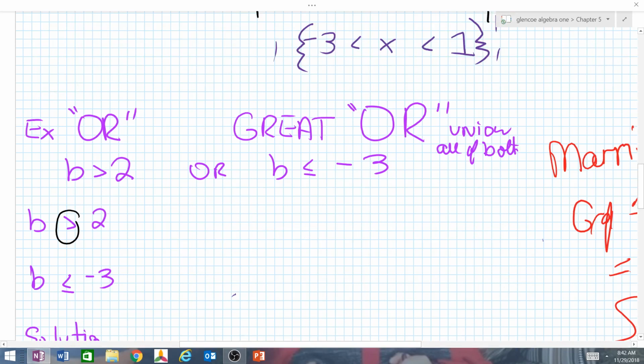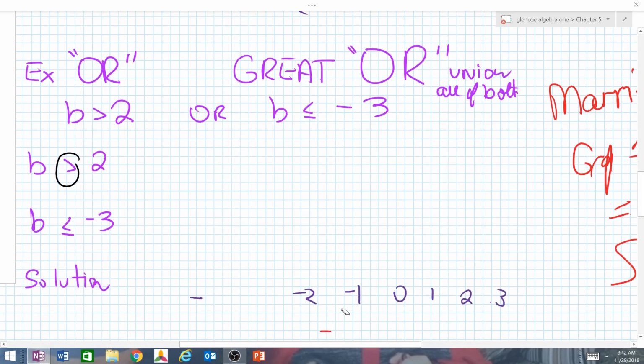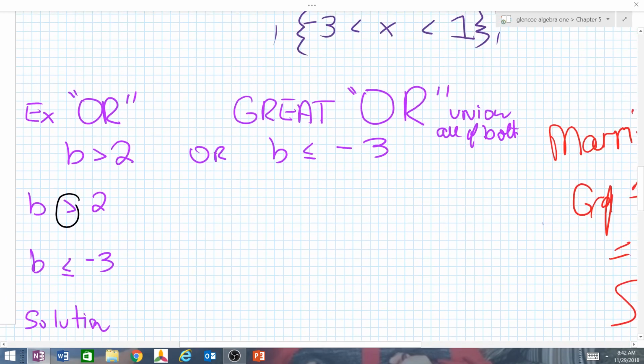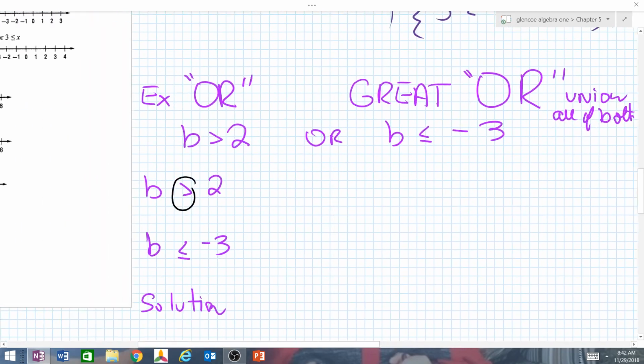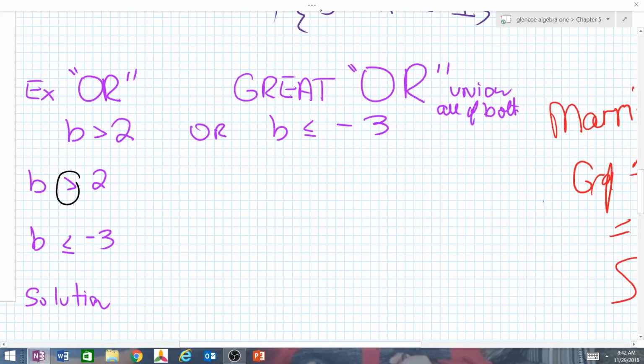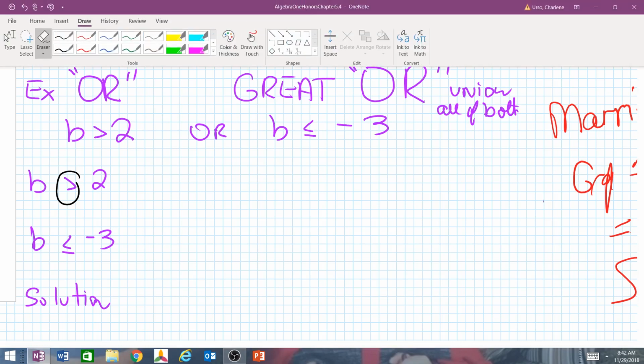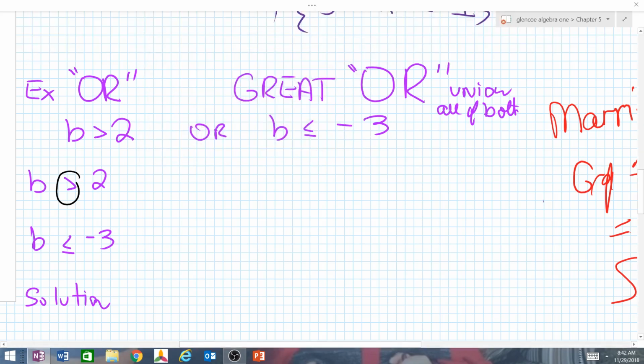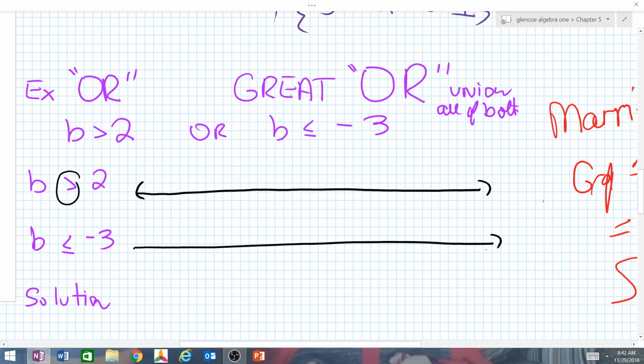Okay, so we want to graph b is greater than 2, or b is less than or equal to -3. Remember they're married, so our solution is going to be everything in graph 1 and everything in graph 2. So here we go. b is greater than 2. So I'm going to draw all 3 number lines. Are you guys with me? Yes? Everybody doing okay? Alrighty, here we go.